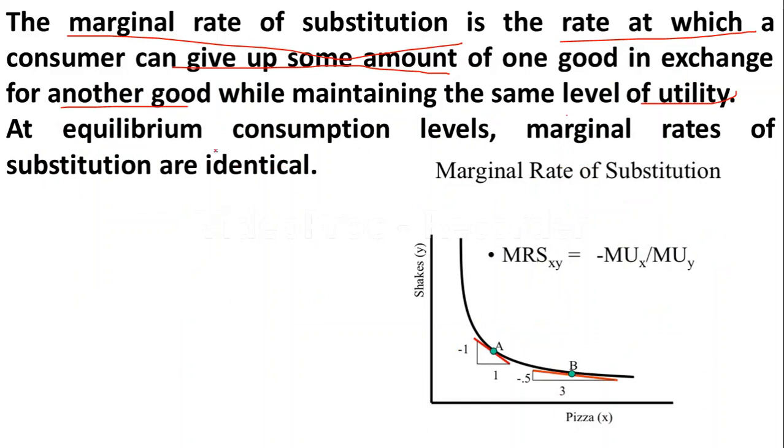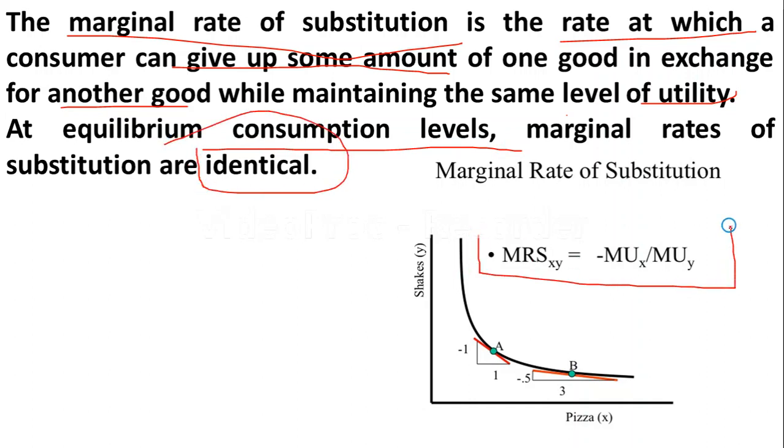And at equilibrium consumption level, MRS are identical. The MRS formula is: MRS is equal to the marginal utility of good X divided by the marginal utility of good Y.